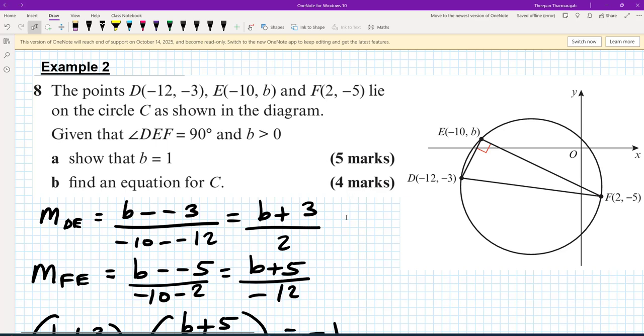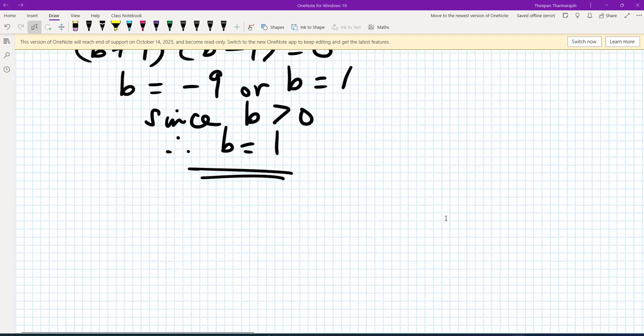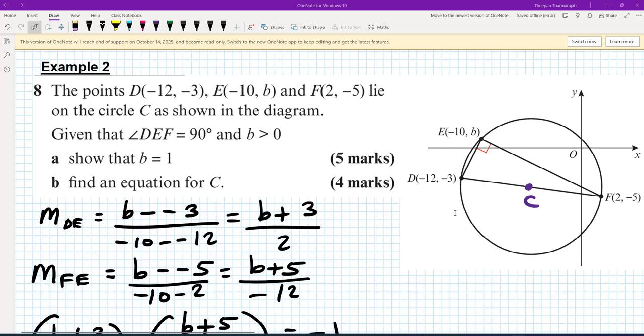Now you want to find the equation for C. So here we don't need to really work out both perpendiculars because we know that the angle in a semicircle is a right angle, hence that's going to be the midpoint, hence the center of the circle. So we're going to find the midpoint of D and F. So let's do that. So we want to find the midpoint of both of those.